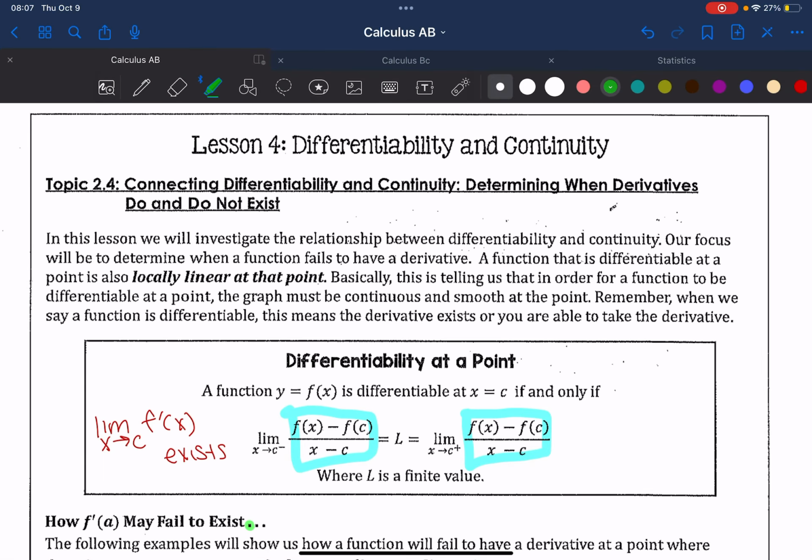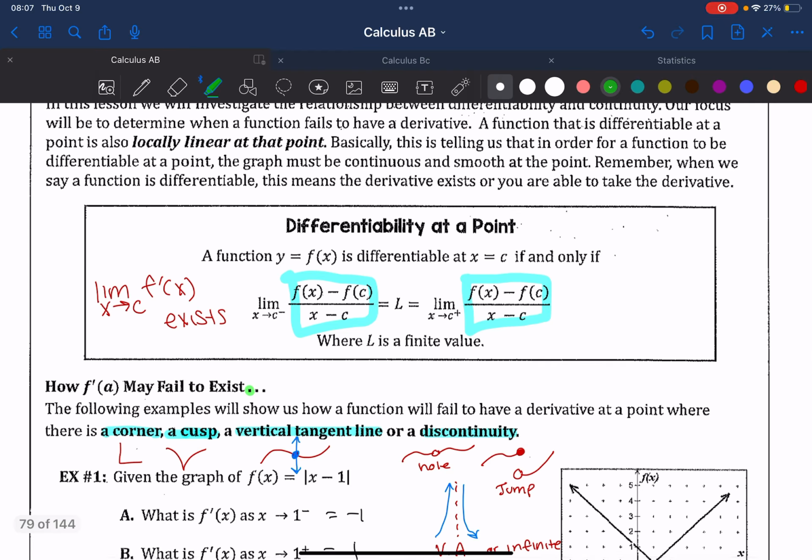Okay, notes 2.4, differentiability and continuity. So we're first going to talk about differentiability at a point. It says a function y equals f of x is differentiable at x equals c if and only if the limit of the derivative exists. That's the main idea, because notice how it's saying the limit as x approaches c from the left and the limit as x approaches c from the right are both equal to one value L. So we know it's differentiable if the limit of the derivative exists.